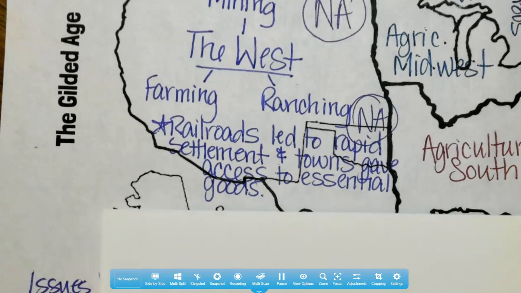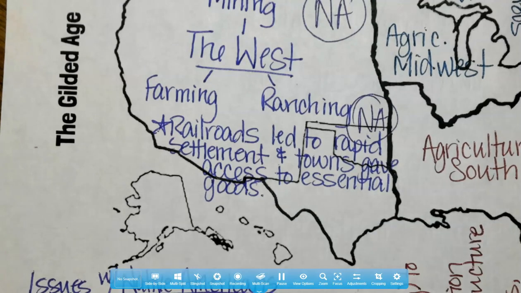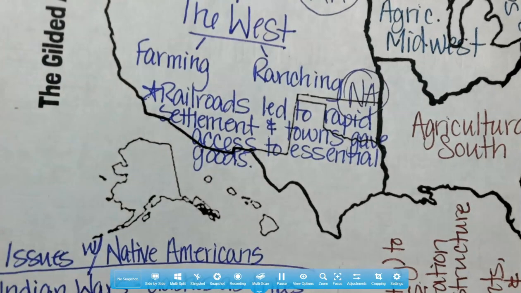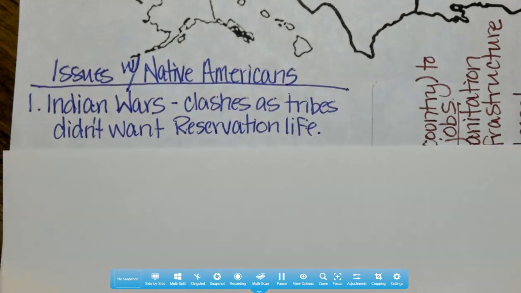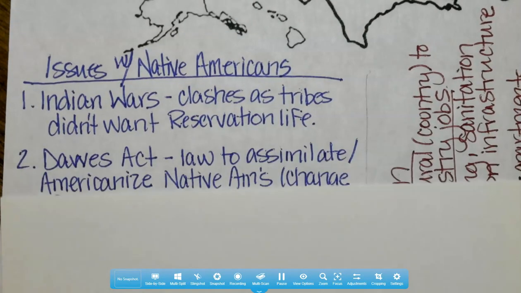Talking about the Native Americans, let's look at some of the issues that came about. So, Indian wars. Obviously, there are going to be clashes as tribes did not want to live on a reservation. They didn't want a reservation life. They were hunters and gatherers still, or they wanted to be. They wanted to be free and live wherever, how they've always lived. And that is going to have to change. As they were being forced onto reservations, that's when all of the fighting was happening.